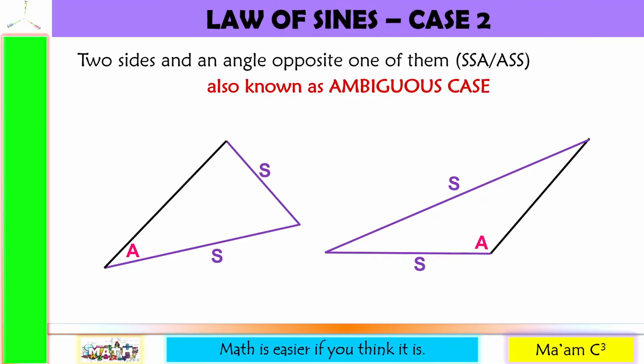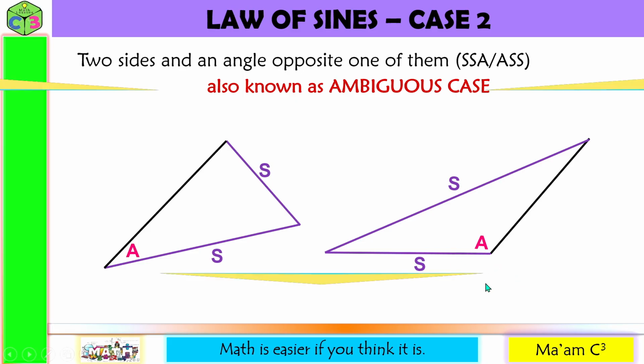Case 2 happens when two sides and an angle opposite one of them is given. This is also known as the ambiguous case. Why is it? Because there are many possible outcomes. Here are the possible triangles. So I have here side, side, angle. These are all acute angles, while this one is an obtuse angle, side, side, and an angle.